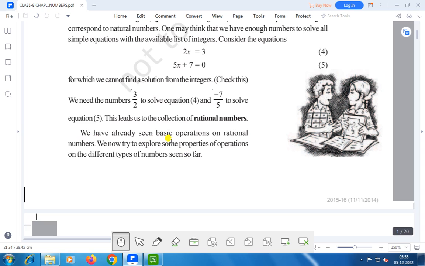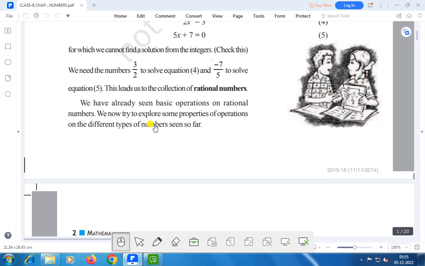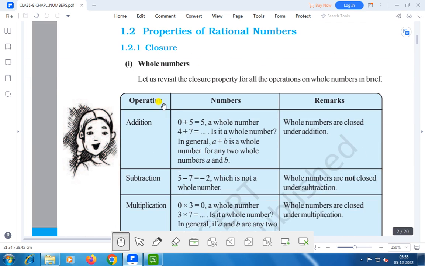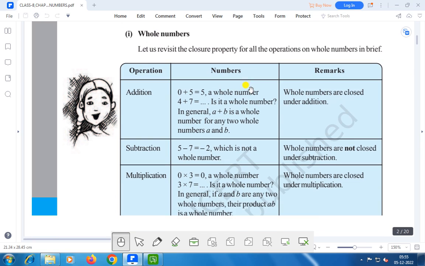We have already seen basic operations on rational numbers. We now try to explore some properties of operations on the different types of numbers seen so far. These are the various properties of rational numbers. First one is closure property, whole numbers. Let us revisit the closure property for all the operations on whole numbers in brief.